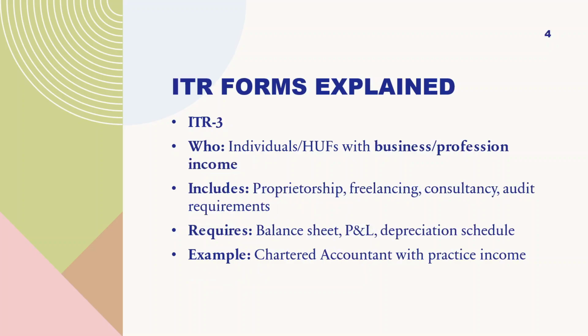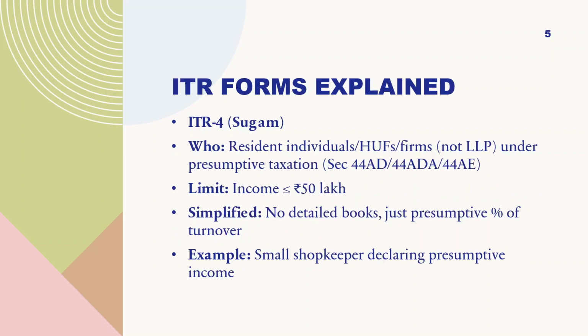And now it's ITR 3. Individuals and HUF with business and professional income can file ITR 3. This includes proprietorships, freelancing, consultancy, and audit requirements, and it requires a balance sheet, P&L, and depreciation schedule. So if you are filing ITR 3, you have to submit the balance sheet, P&L, and depreciation schedule. Example, a chartered accountant with practice income needs to file ITR 3.